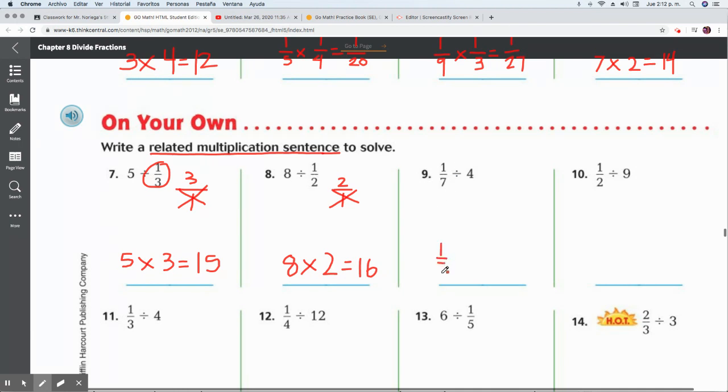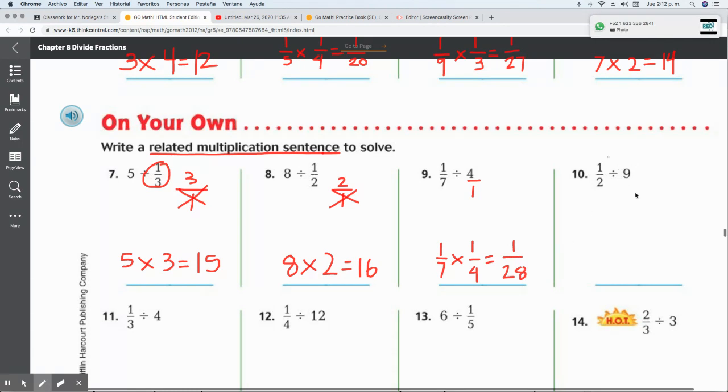Okay, number 9, a fraction. Our answer is going to be a fraction because we're dividing a fraction by a whole number. We change the division symbol to times. We flip the fraction so that we'll end up with 1 as the numerator and 7 as the denominator. Then we multiply across. 1 times 1 is 1. 7 times 4 equals 28. And that's the final answer.